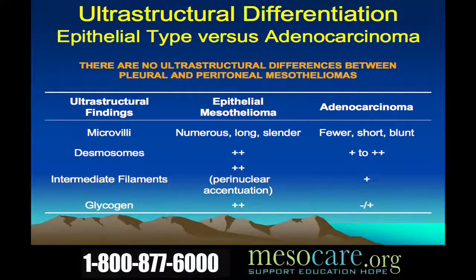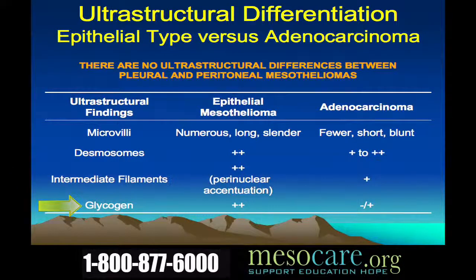So how do you differentiate mesothelioma from adenocarcinoma? Well, this is what the pathologists are using. And mainly sometimes they have to go to electron microscopy to make the difference. There is more microvilli in mesothelioma, more desmosome, more intermediate filament, and more glycogen.